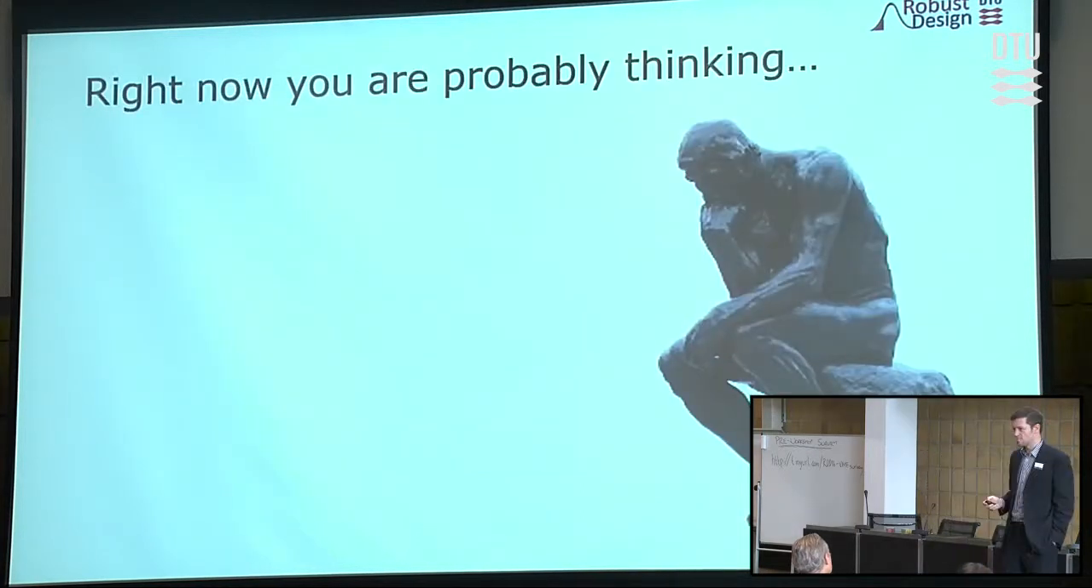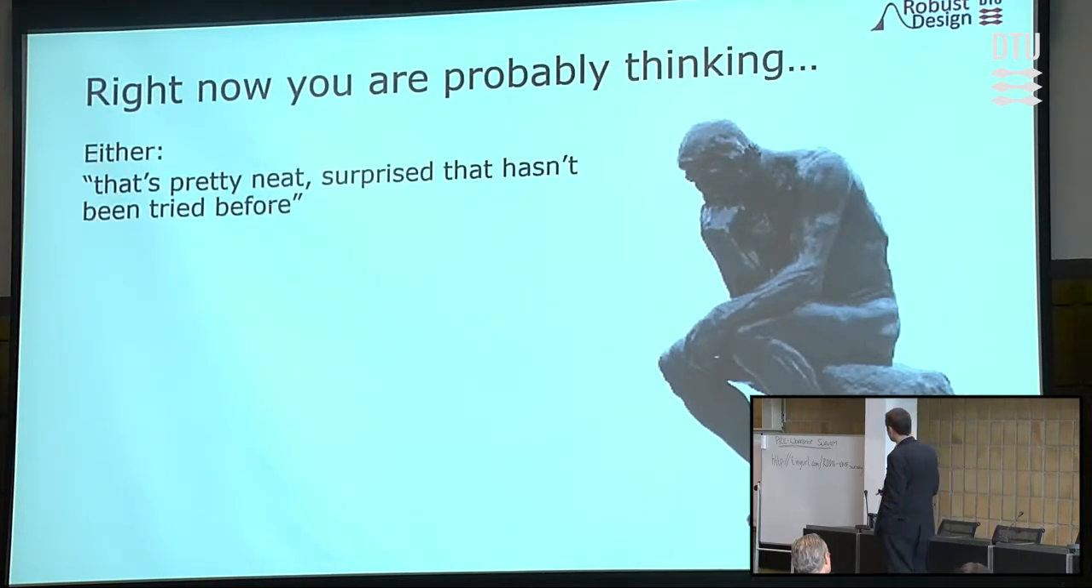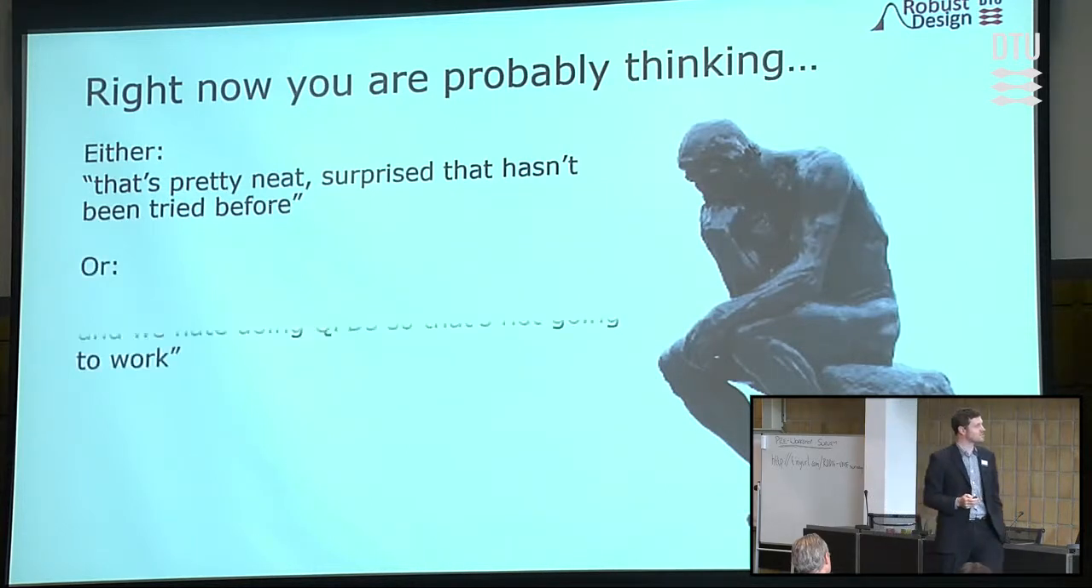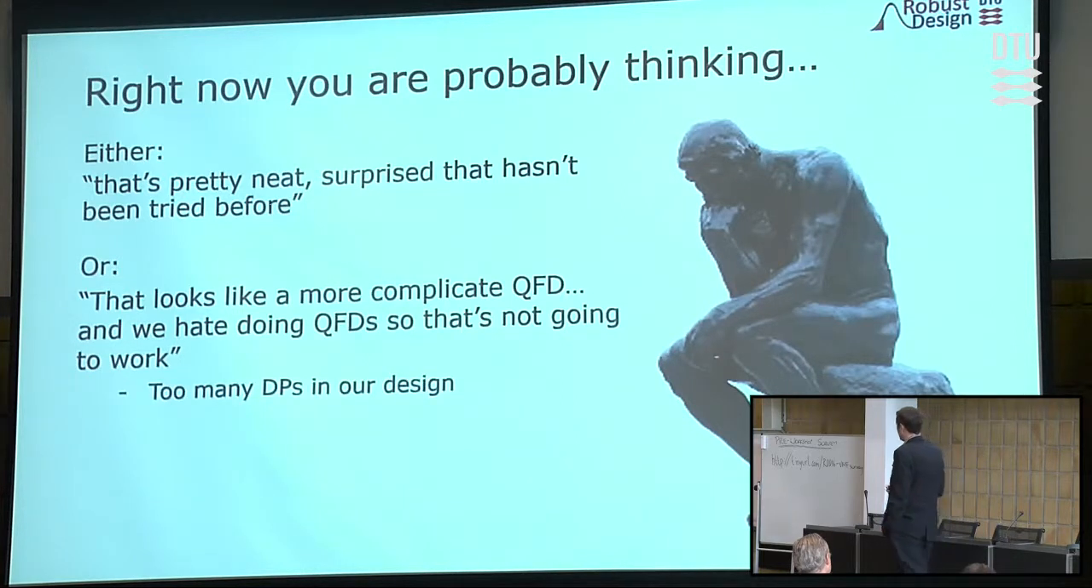Now, I'm guessing what you're probably thinking right now, and it's either, that's pretty neat, surprised that hasn't been tried before, or possibly more likely, as this is a room of engineers, that looks like a more complicated QFD. We hate doing QFD, so that's not going to work. And one of your justifications could be, we have so many design parameters in our design. We have thousands, maybe getting on towards tens or hundreds of thousands of design parameters. Are you really going to be able to map that in a matrix that looks like that? It's ridiculous.